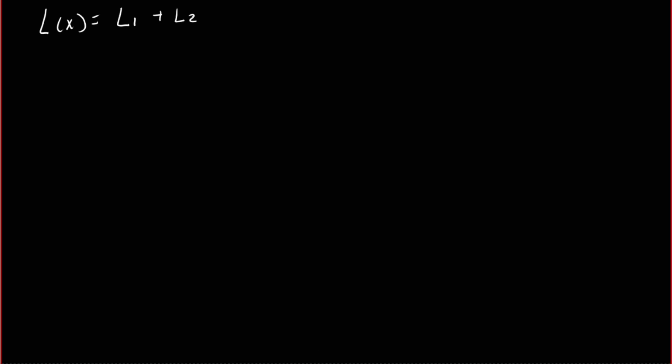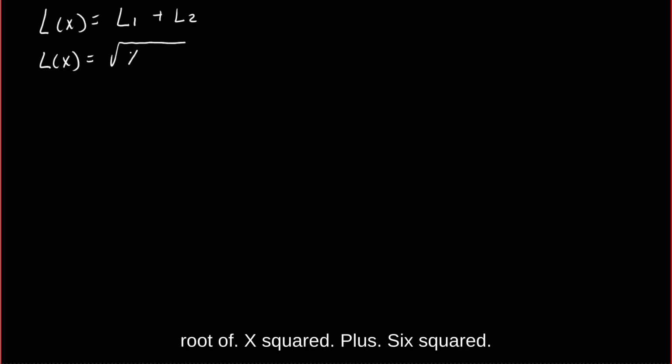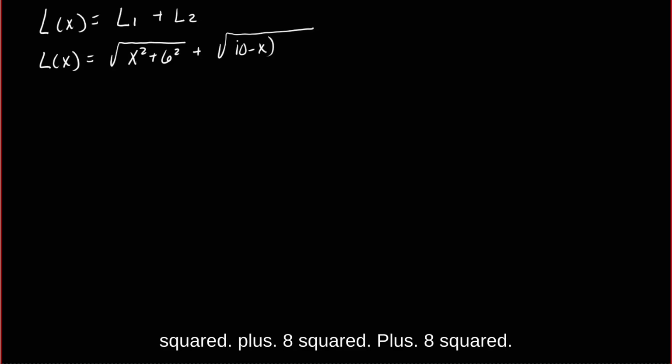So let's say that the length in terms of x will be equal to the length of the first plus the length of the second. So we can say then that it's the square root of x squared plus 6 squared plus the square root of 10 minus x squared plus 8 squared.